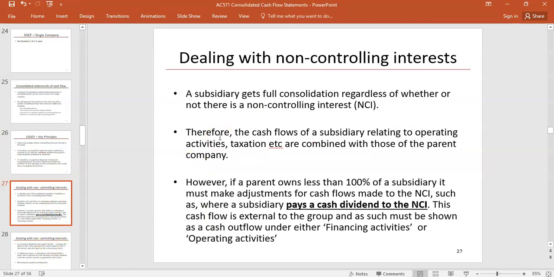So when you have an NCI, as we know from our basic consol knowledge, the NCI is going to have a share of profit in the P&L. It's going to have an opening balance and a closing balance in the statement of financial position as well. But what we want to figure out is, was there any cash dividend paid to the NCI during the period? Because if there was, that would have been credit bank, debit the NCI. So we're interested in the credit bank because that would be a cash outflow.